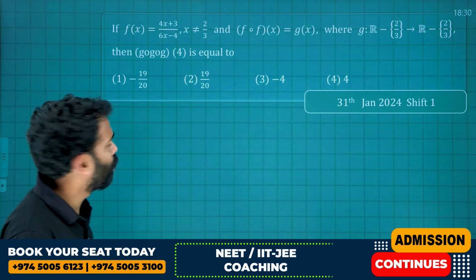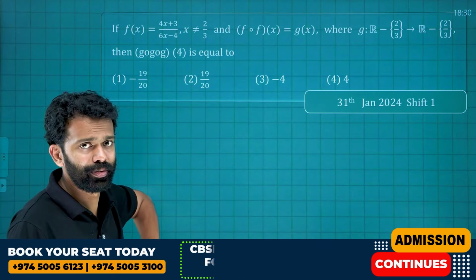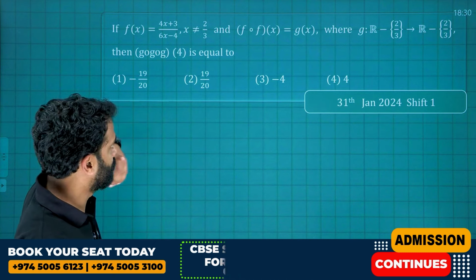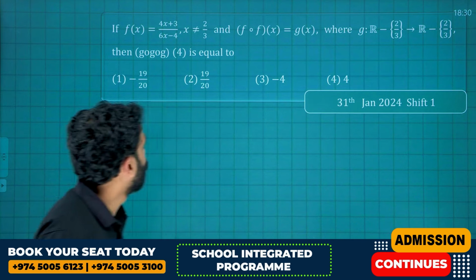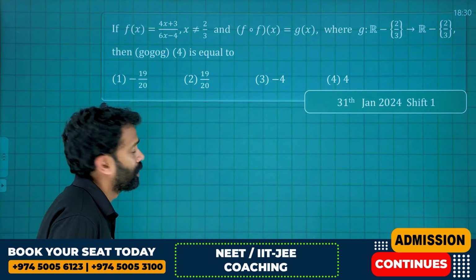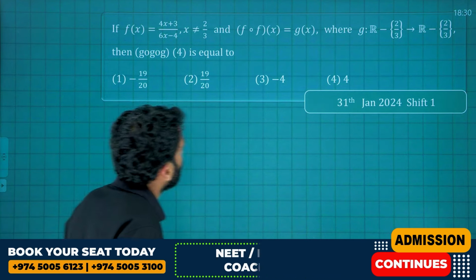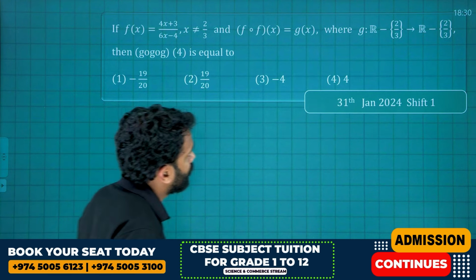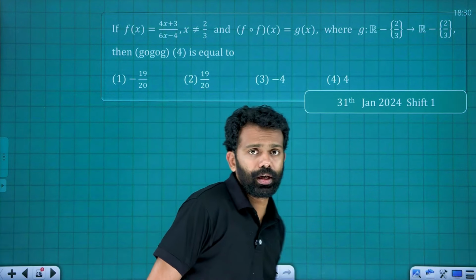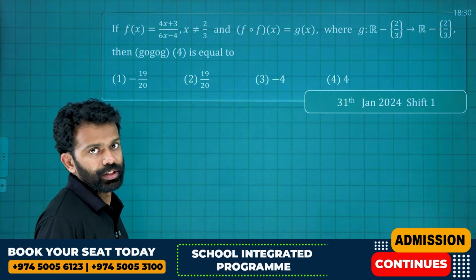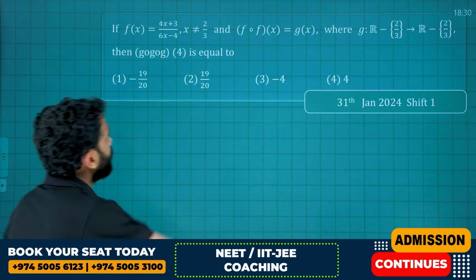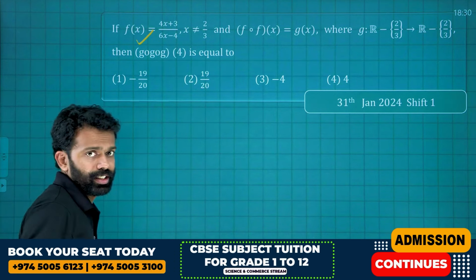Okay. All of you should know this function, right? It's in your NCERT textbook. f of x is equal to (4x plus 3) divided by (6x minus 4), x is not equal to 2 by 3. And f of x is equal to g of x. The domain and codomain of g is given. Then g of 4 is equal to? A very direct question. See, it's in your NCERT textbook.